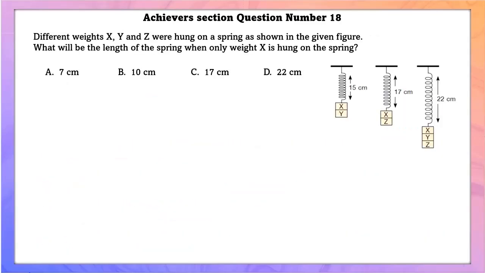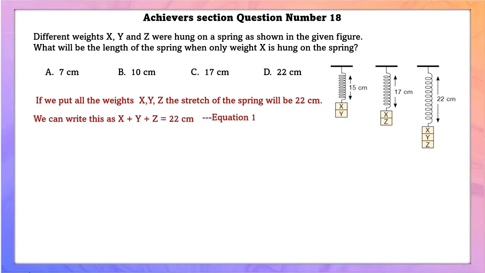Achiever section question number 18. Different weights X, Y and Z were hung on a spring as shown in the given figure. What will be the length of the spring when only weight X is hung on the spring? If we put all the weights X, Y and Z, the stretch of the spring will be 22 centimeters.